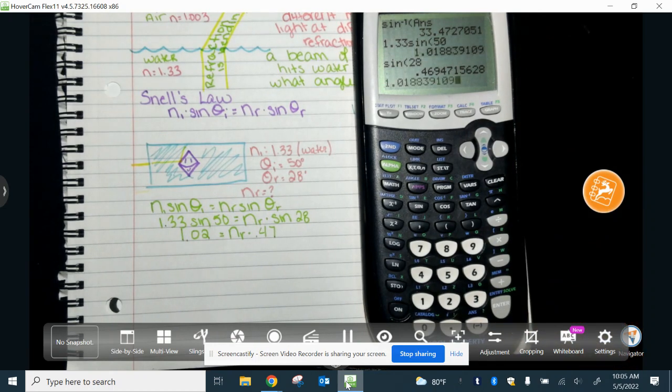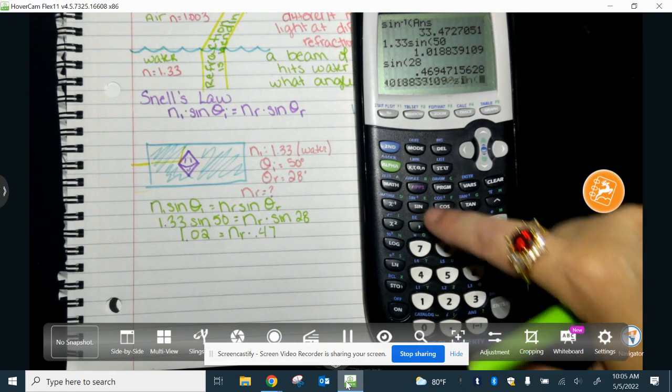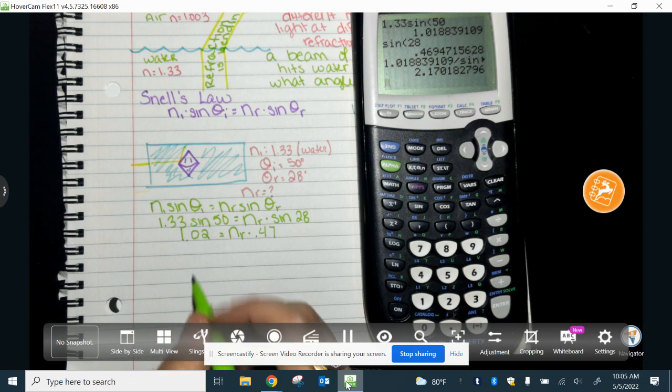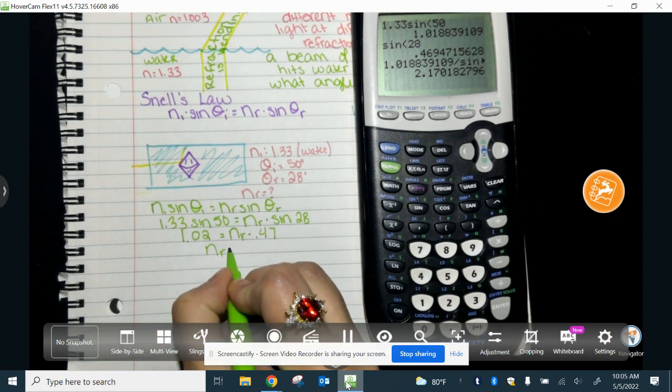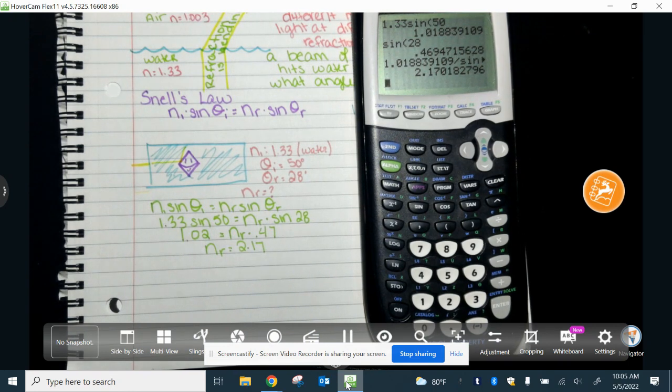So I would do 1.018839109 divided by that sine of 28, to give me a refraction index of 2.17. That is actually zirconia and not amethyst, but you get the point.